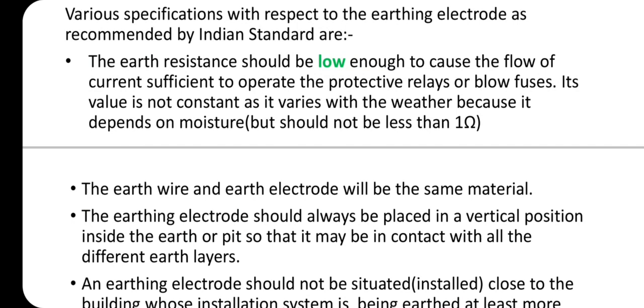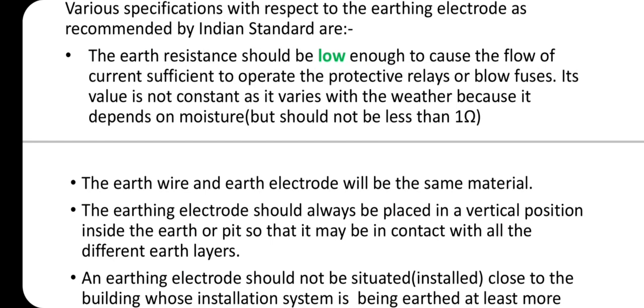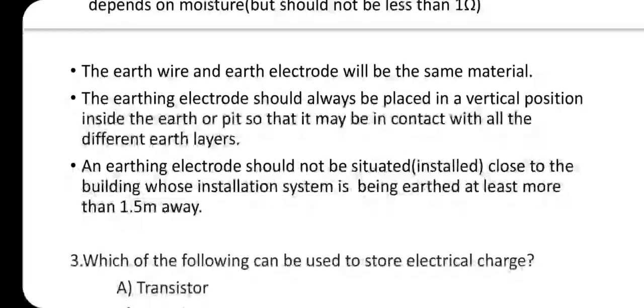Its value is not constant as it varies with the weather because it depends on moisture, but should not be less than 1 ohm. The earth wire and earth electrode will be the same material. The earthing electrode should always be placed in a vertical position inside the earth or pit so that it may be in contact with all the different earth layers. An earthing electrode should not be situated or installed close to the building whose installation system is being earthed, at least more than 1.5 meter away.